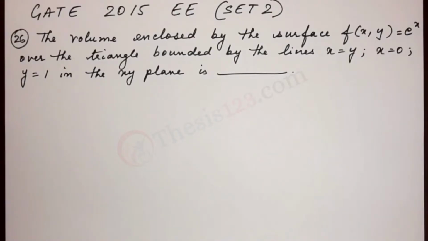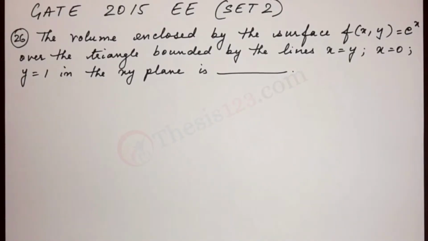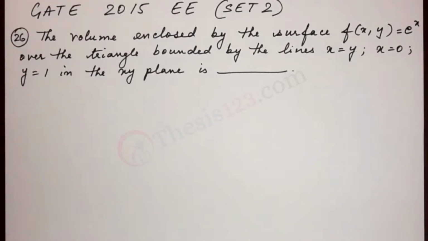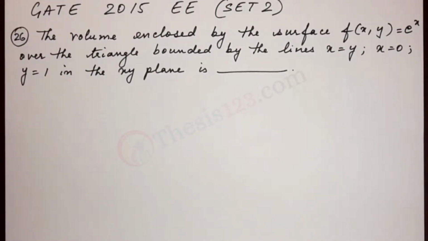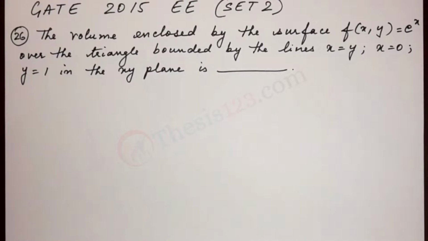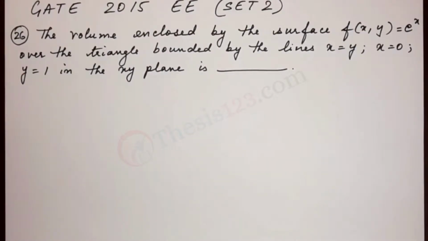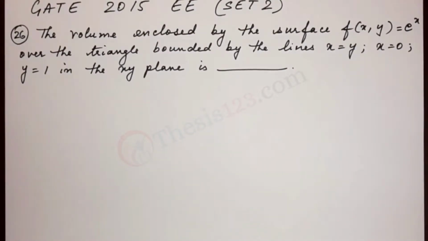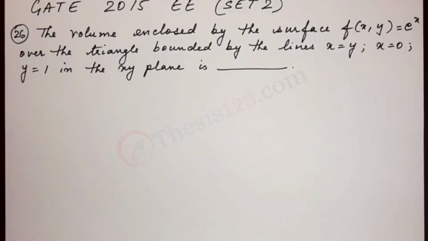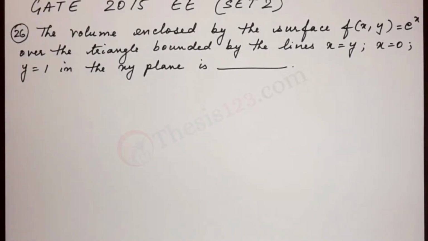The volume enclosed by the surface f(x, y) = e^x over the triangle bounded by the lines x = y, x = 0, y = 1 in the xy plane is dash. Okay, so this is not a multiple choice question.